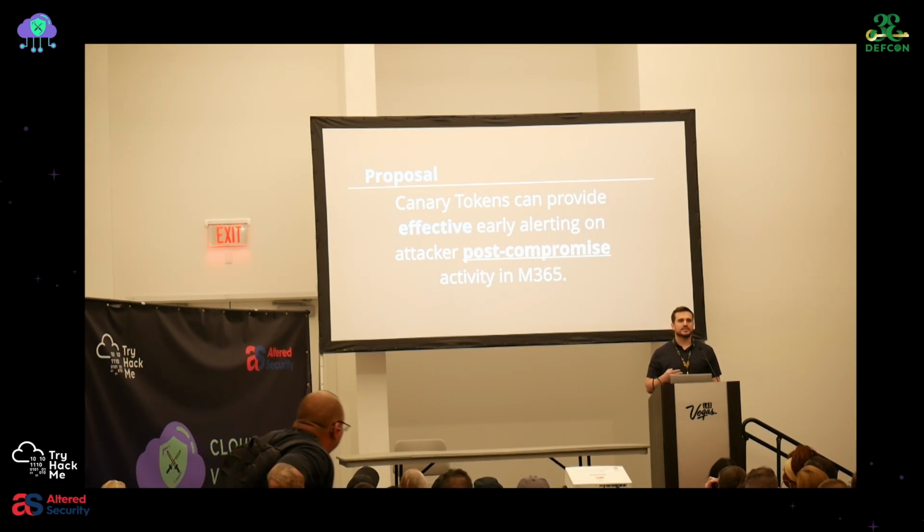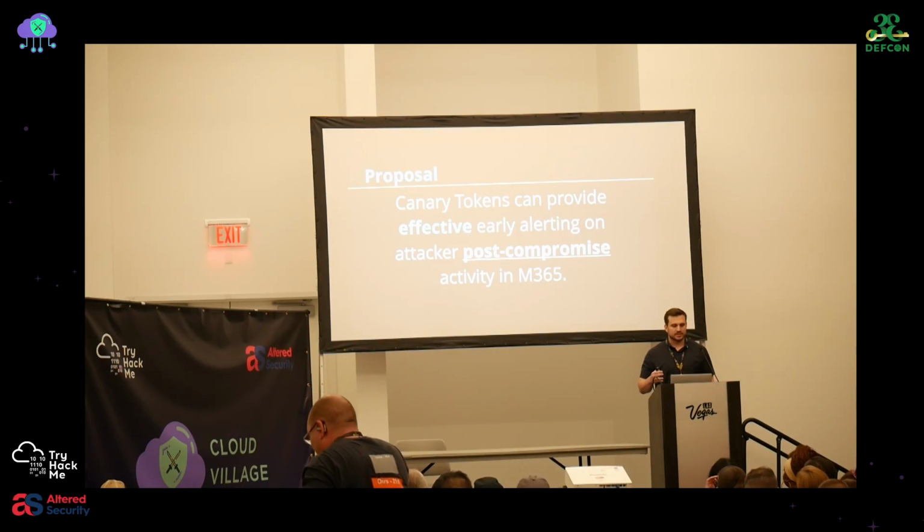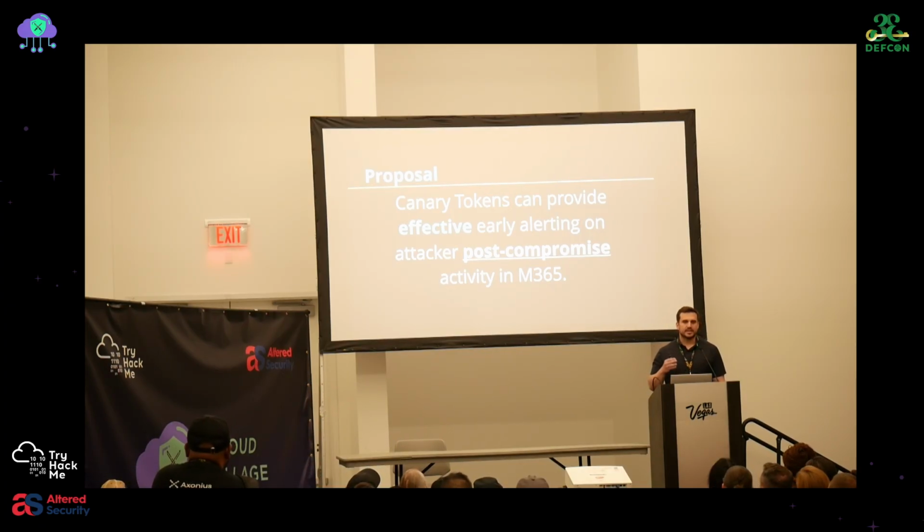How can we, from a defensive perspective, begin to deal with this? I think that canary tokens can provide effective early alerting, specifically on post-compromise activity, specifically in these Microsoft 365 environments. So again, why post-compromise specifically? Well, we'll have some threat intelligence blogs later, but if there is a set of actions we have very high confidence an adversary is going to take after initial access, that is a perfect place for us to put these canary tokens for early alerting, right?